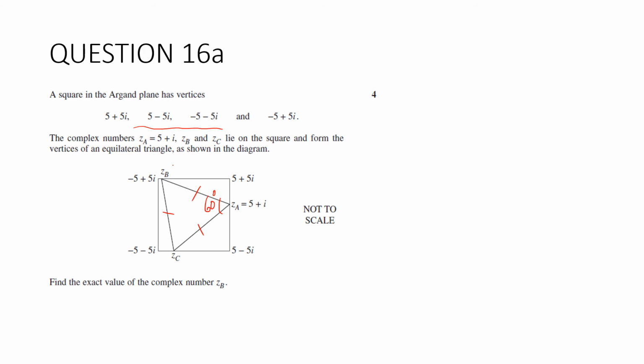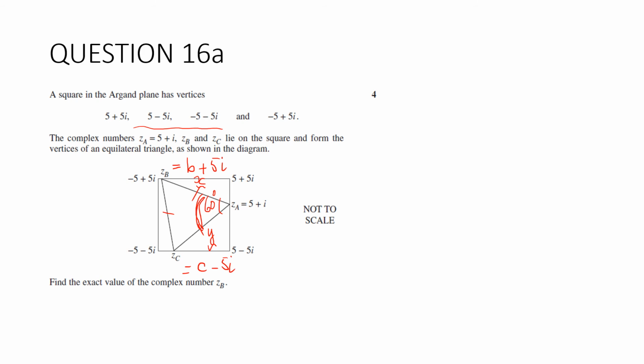So we'll start off by giving some coordinates to ZB and ZC. I'm going to call this one B plus 5i, and this one will be C minus 5i. Now what we're going to do here is form these vectors, and then when I multiply it by a unit vector of angle pi on 3, I'm going to be able to make an equation.